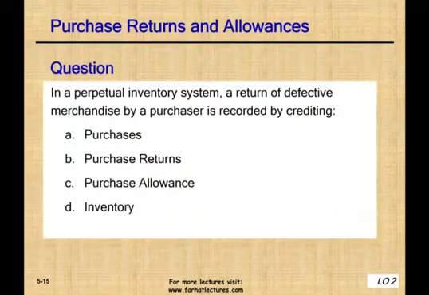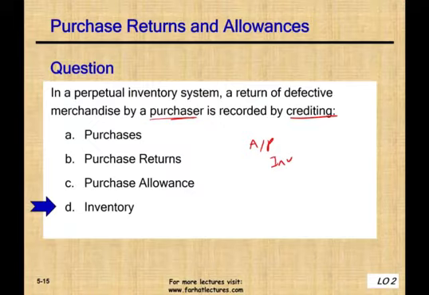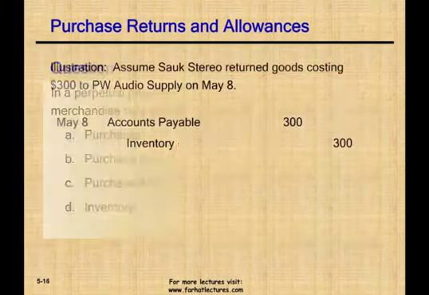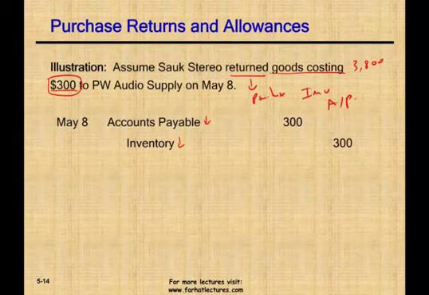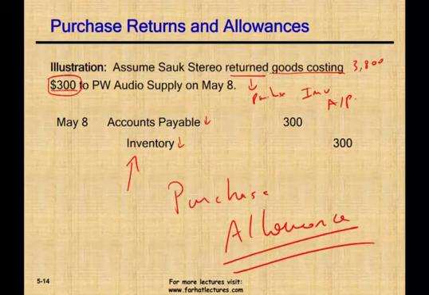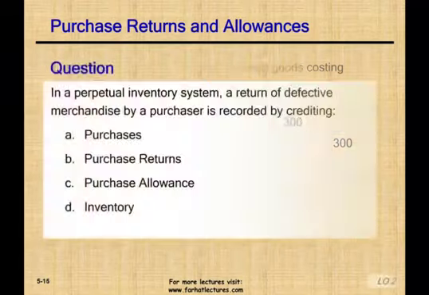So in a perpetual inventory system, a return of defective merchandise by a purchaser is recorded by a credit to what? So remember, we debit AP, we credit inventory. We credit inventory because we actually return the inventory. Now, since we're talking about this, I just want to let you know, the entry is the same if this was a purchase allowance. If you called and complained and they said, I'm going to reduce your bill by $300, the entry is the same. For the purchase return and the purchase allowance, the entry is the same.